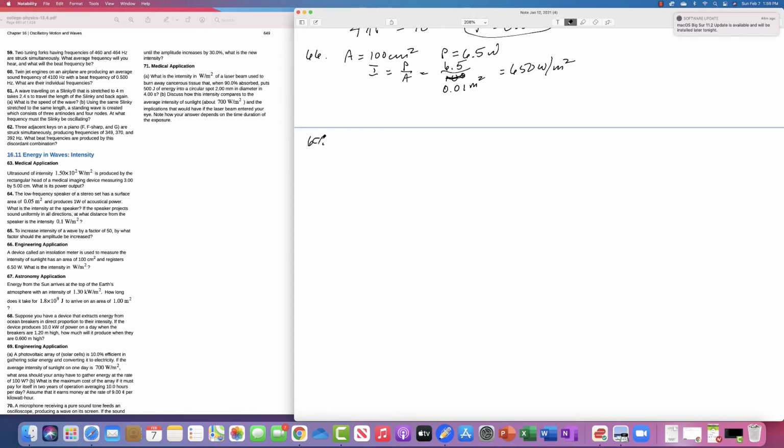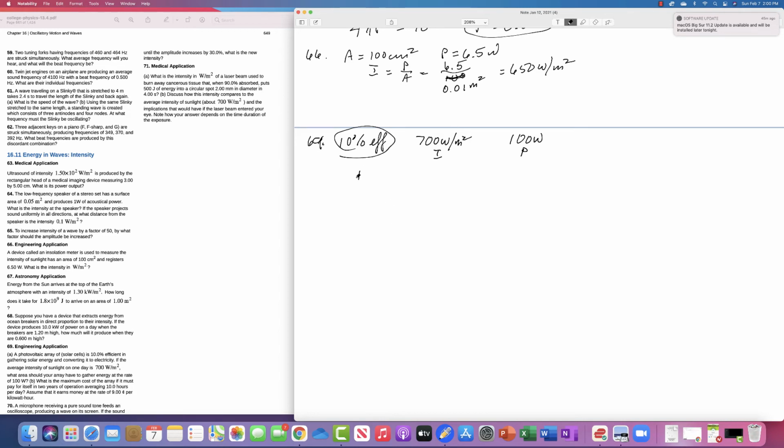It states a photovoltaic array is 10% efficient in gathering solar energy and converting it into electricity. If the average intensity of sunlight in one day is 700 watts per meter squared, what area should your array have to gather energy at a rate of 100 watts? Okay, so this is the intensity, this is the power, and you have a 10% efficiency. It wants to know what area you need to get what you want out of this.